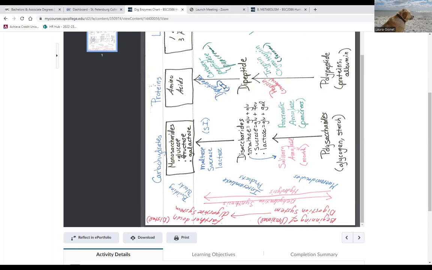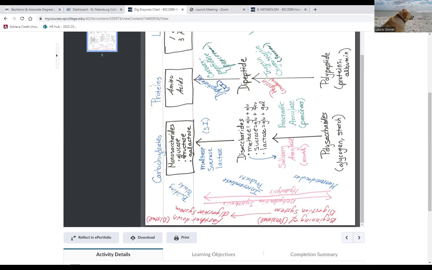Then maltose is broken down by maltase, sucrose by sucrase, and lactase acts on lactose. And those are the respective individual building blocks of each of those. So here, between the disaccharide and the monosaccharide, we have lactase, sucrase, maltase, producing the different combinations of two monosaccharides for those particular disaccharides.